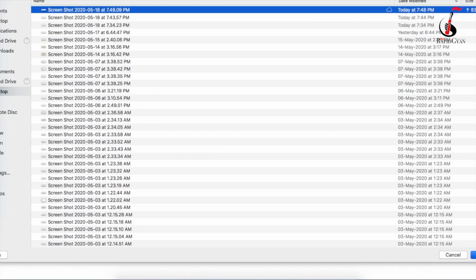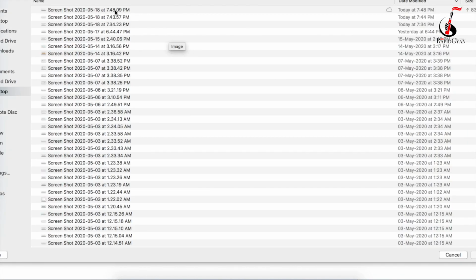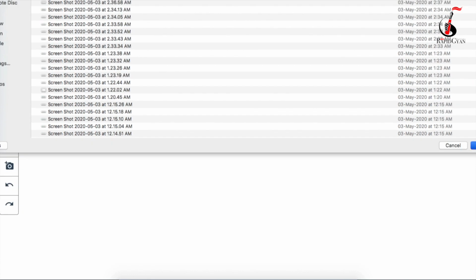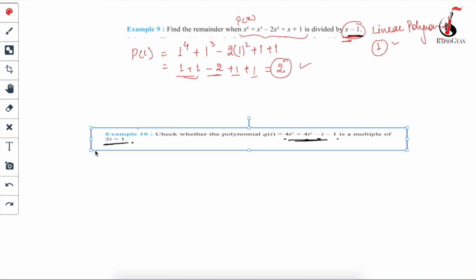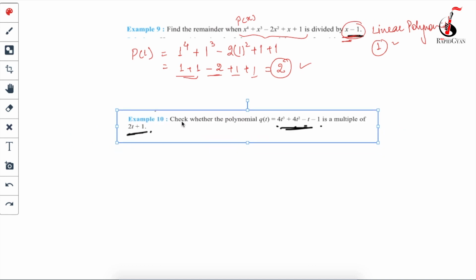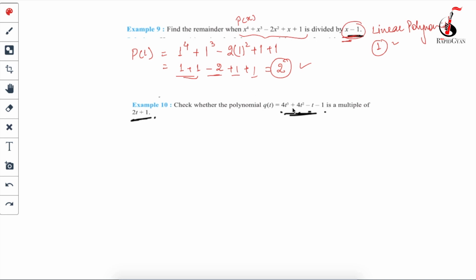So we know that using the remainder theorem we can find the remainder of any polynomial if it's getting divided by a linear polynomial in the form of x minus a. Check here, beta. This is your polynomial 4t cube plus 4t square minus t minus 1, correct? This is 2t plus 1. This is a linear polynomial but not in the form of x minus a, correct? So we will have to make this in the form of x minus a.